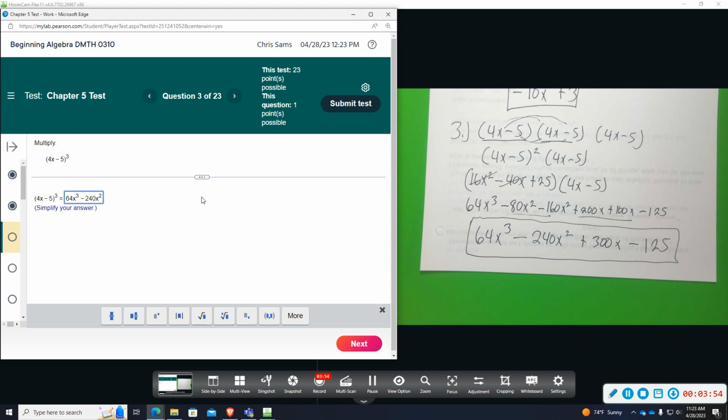Plus 300x minus 125. All right, so 64x cubed minus 240x squared plus 300x minus 125. Okay, looks good.